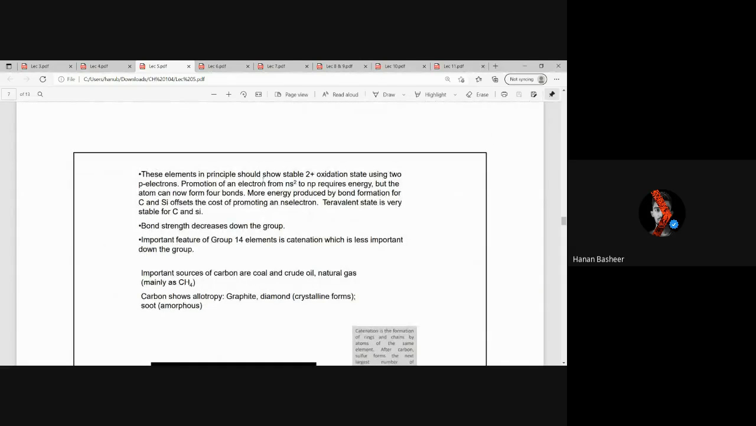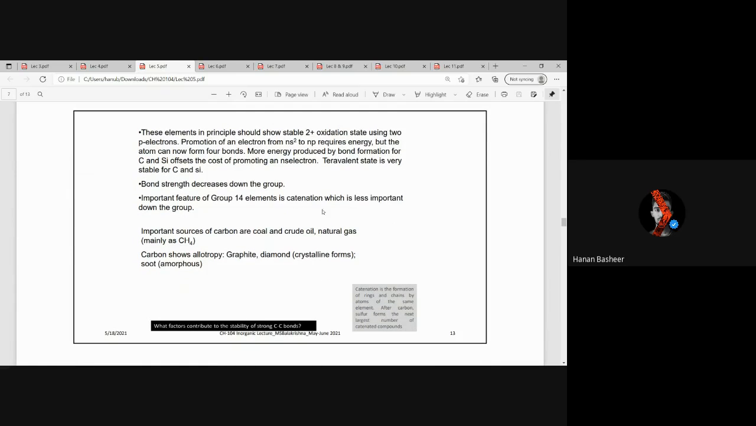Then these elements in principle show +2 using np electrons, and more energy is needed for C and Si for promotion of an ns electron. So promotion of an electron from ns to np requires energy. So it can form more bonds, but this cost is satisfied because of bonding, and the tetravalent state is very stable for carbon and silicon. Bond strength decreases down the group, and an important feature of group 14 elements, catenation, is more important down the group.